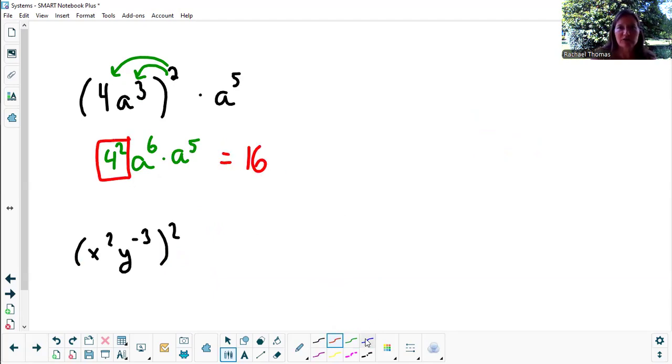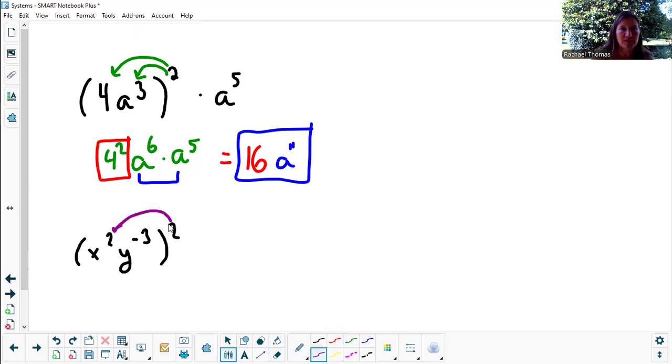If you didn't know that, you could ask your calculator, or you could just multiply 4 times 4 and change that into a number. And then these guys now I can combine by adding. I've got 6 A's, then 5 more A's, 11 A's. 16a to the 11. That's a wild answer.